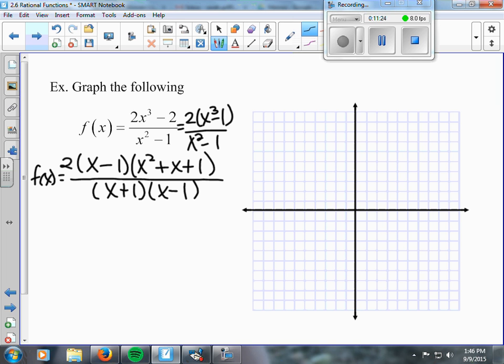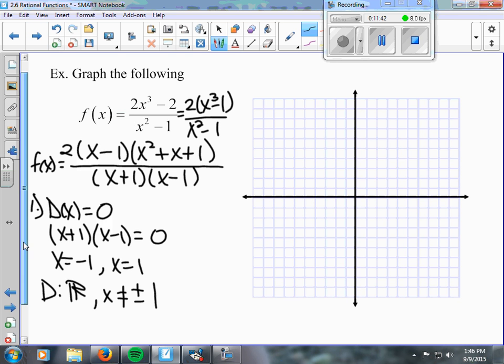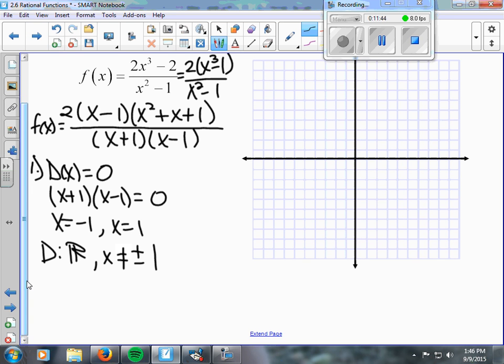Okay, so let's set step 1, let's set the denominator equal to 0. So that means x plus 1, x minus 1 equals 0. So I get negative 1 and 1. So my domain is all reals, x cannot equal plus or minus 1. Okay, one of those is a hole, one of them is a vertical asymptote. We're going to see that when we set the numerator equal to 0.